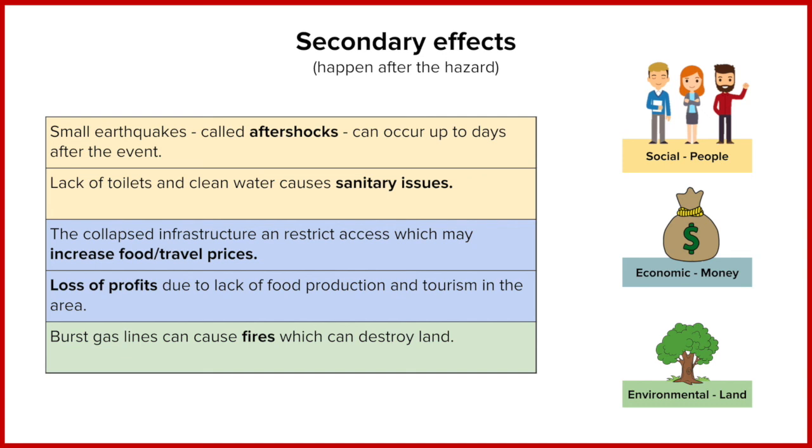On a longer term scale, there's going to be a reduction in profit for businesses, as they can't reopen until the relief effort has started and buildings have been rebuilt. So it's going to impact on the economy. And then burst gas lines. When those pipes split, it causes fires which can destroy land, but equally can devastate housing and lives. These secondary impacts, such as these fires, can cause as many deaths and injuries as the initial phase of the earthquake.